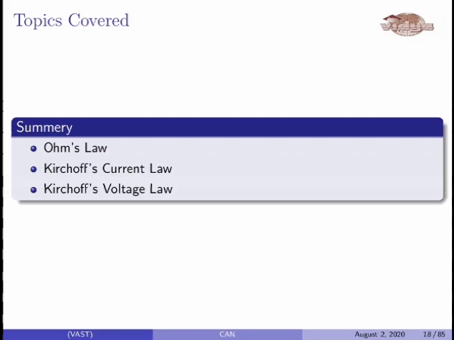Thus, in today's class, we discussed different basic laws that govern electric circuits. First, we discussed Ohm's law, then Kirchhoff current law, and Kirchhoff voltage law. And we also studied how to solve the problem using the network reduction method.